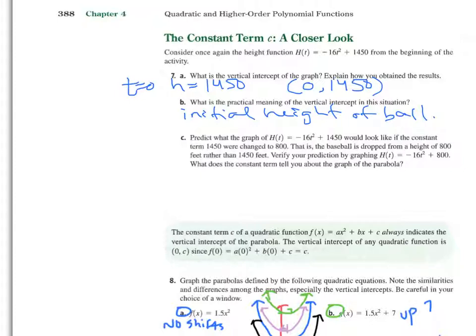So predict what the graph would look like if the constant were changed to 800. Okay, so the graph would still have a negative 16 in front. You're going to see what that does to it. But it would end up being not as high. If you graph that, our sketch before, when I had 1450, looked something like this. If I did it now, it would be something like this. Similar shape, but it would have a lower initial value.